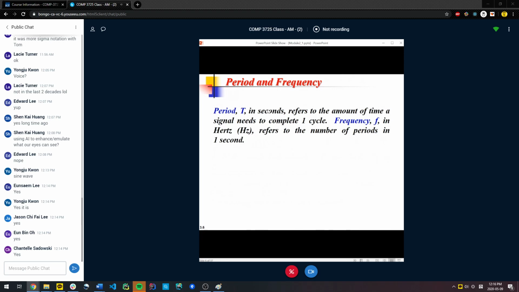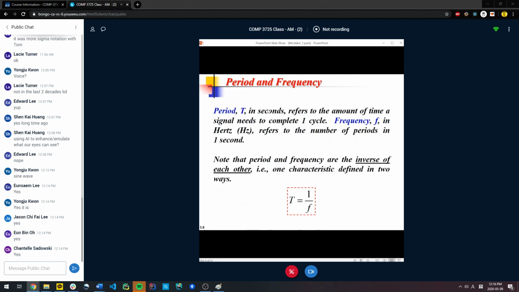Now, the number of times that it occurs in 1 second is called frequency. So the frequency is 4. If I made 4 tones in 1 second, the frequency is 4, it's 4 hertz. Is that clear? Simply, the relationship between period and frequency is nothing but the inverse.